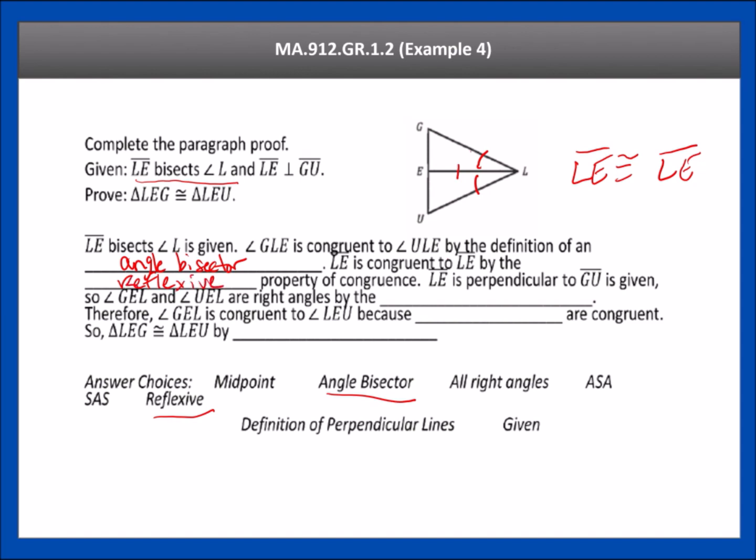LE is perpendicular to GU. Perpendicular means, that's this symbol right here, it crosses at a right angle. So this is a right angle. They're saying LE is perpendicular to GU, so they cross at a right angle. And if that's a right angle, this is a right angle. And if these are both right angles, then they must be 90 degrees, and if they're both 90 degrees, then they must be equal. They must be congruent. So angles GEL and UEL are right angles by definition of perpendicular, because that's what it means to be perpendicular.